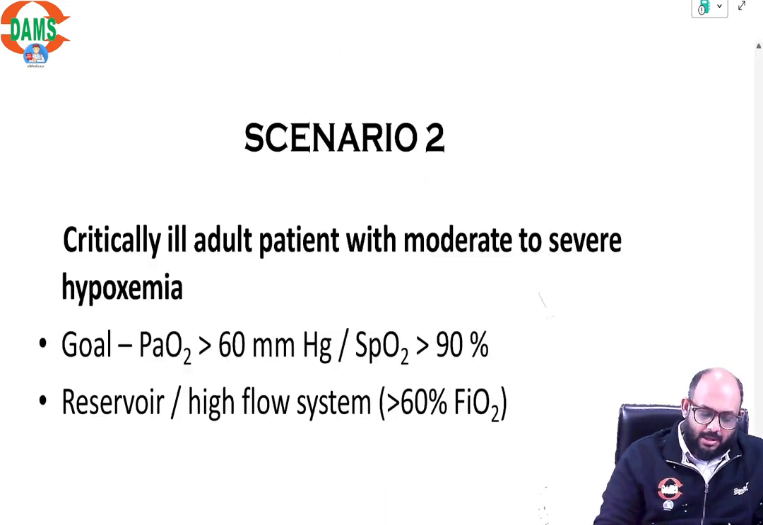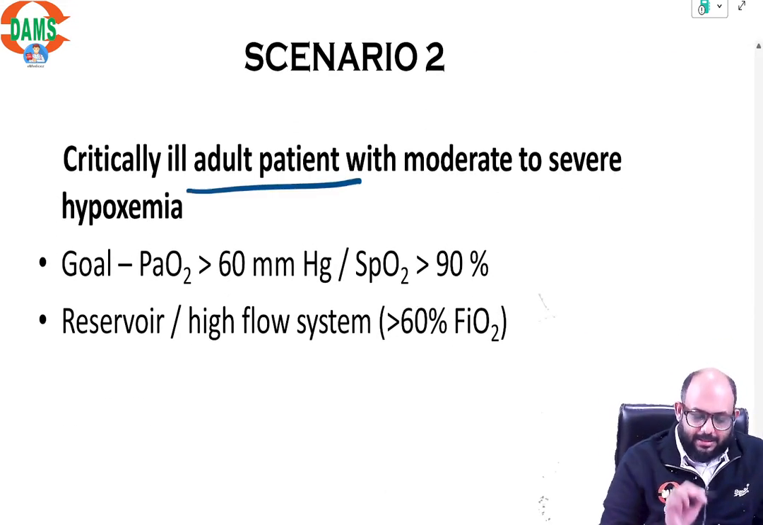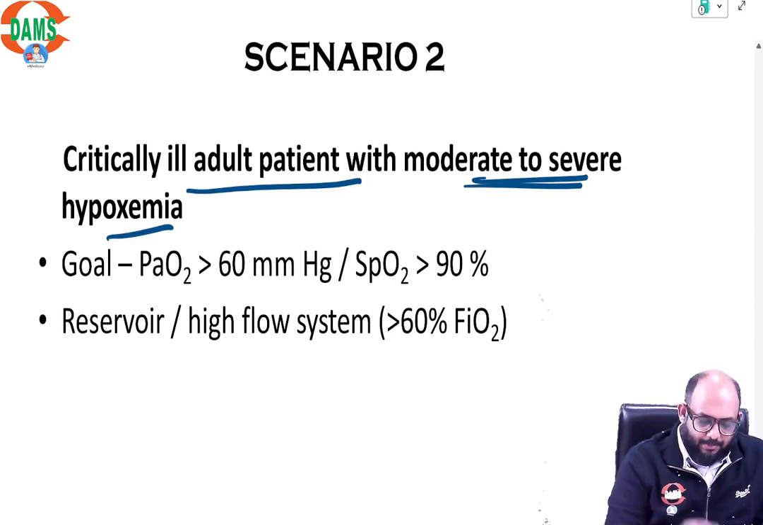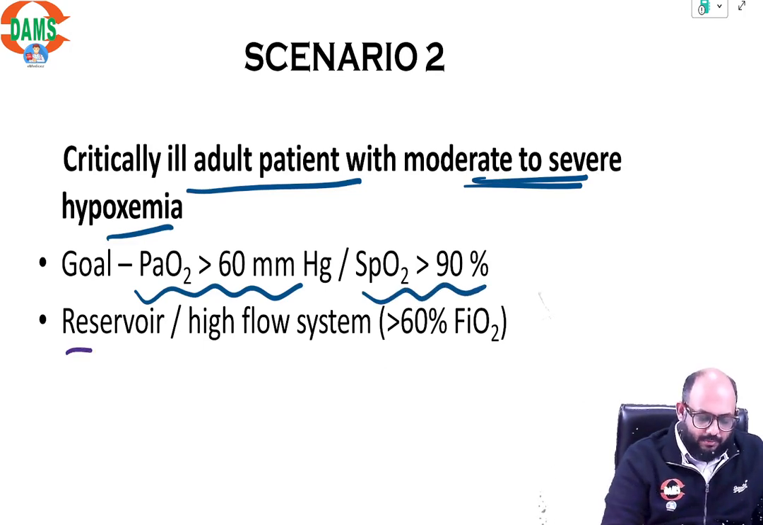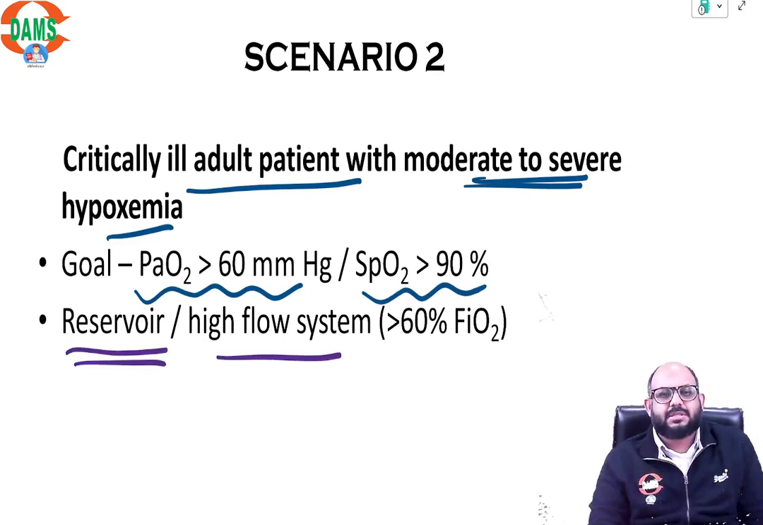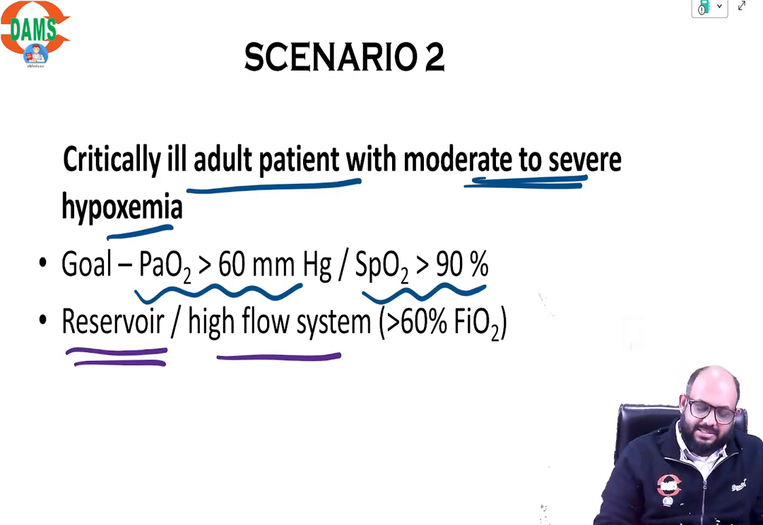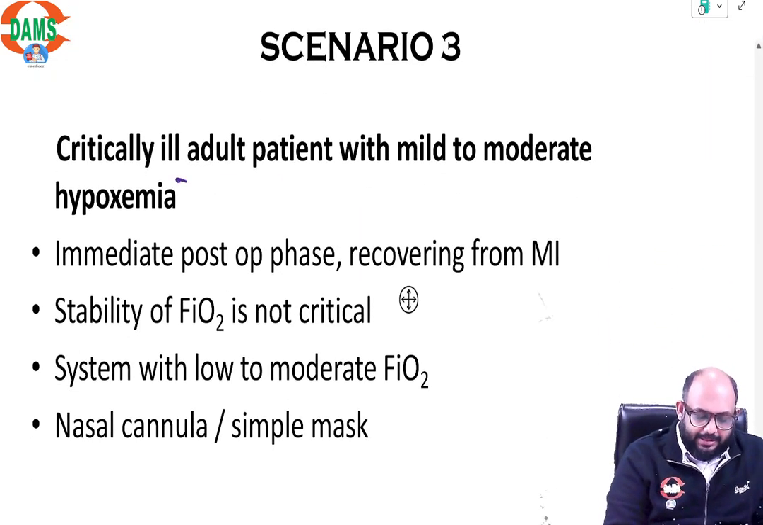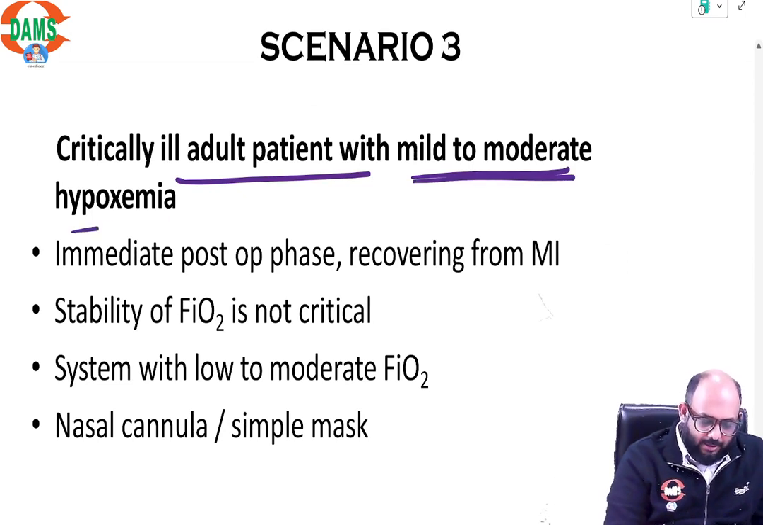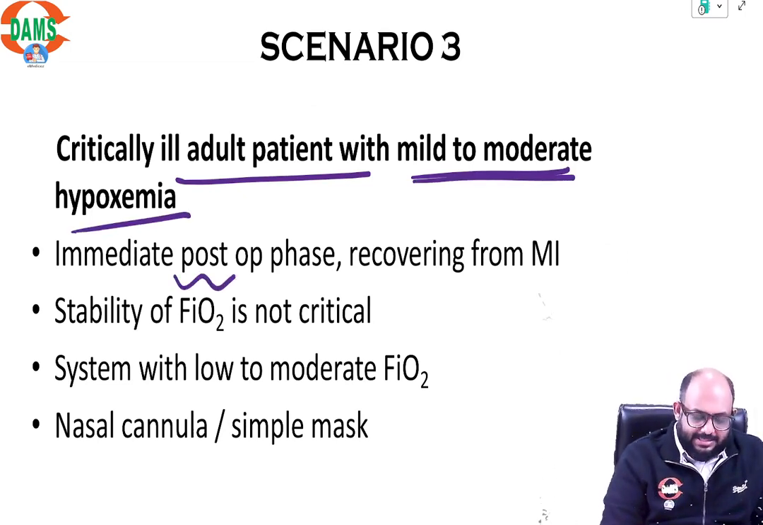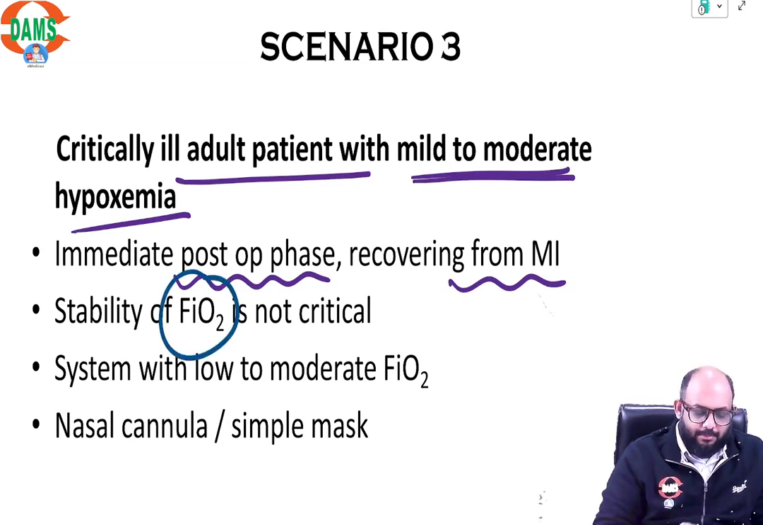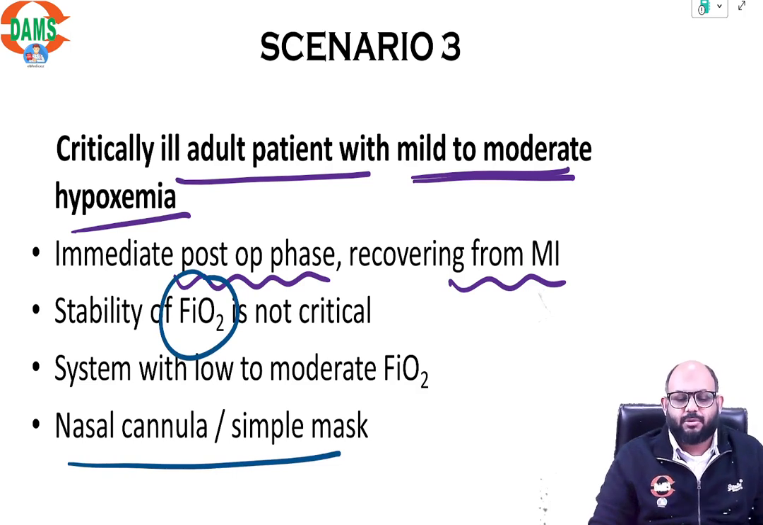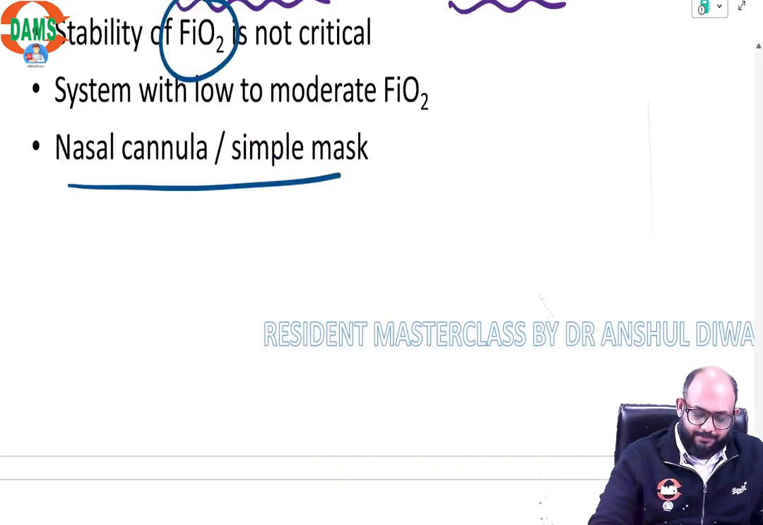All right. Scenario 2, critically ill adult patient with moderate to severe hypoxemia. The goal is to have PO2 more than 60, SpO2 more than 90. So you will start with a reservoir bag or high flow systems to keep FiO2 more than 60%. Scenario 3, critically ill adult with mild to moderate hypoxemia, for example in the post-operative phase, or recovering from myocardial infarction. Here FiO2 is not very important, so you will start with nasal cannula or simple face mask.